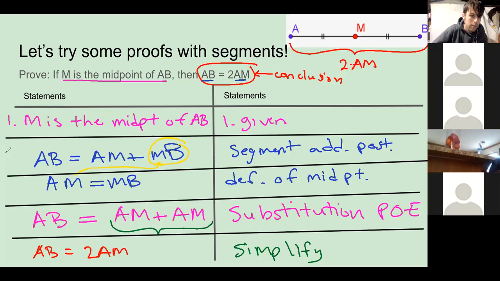Now, sometimes we might need to write a plan down beside it and it might not go anywhere and we'll have to make adjustments to it. But in this case, just kind of talking through it, seeing what we could do with the segment addition postulate and the definition of midpoint, led us down to a proof that got us exactly where we needed to go.